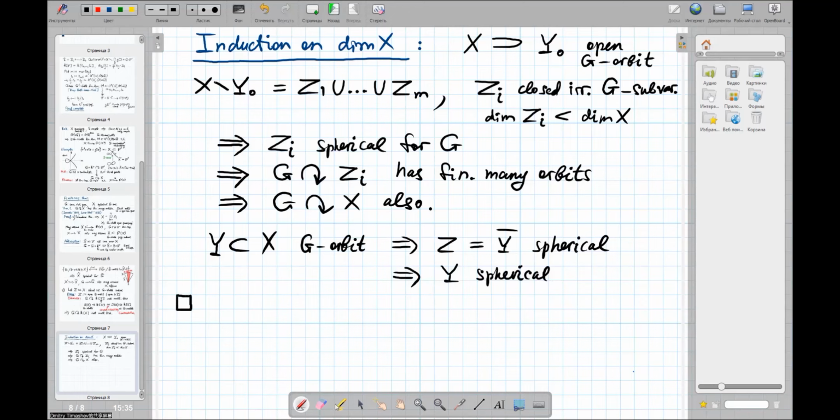So we have proved this finiteness result. How is Y different from Y naught? Y is just another orbit, any orbit in X. Y naught is the open orbit, and Y is any orbit. Oh, thanks. Okay.